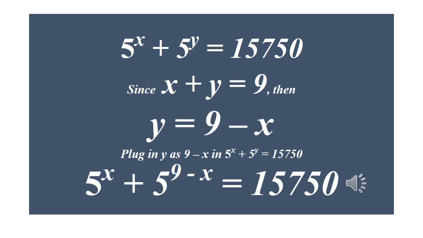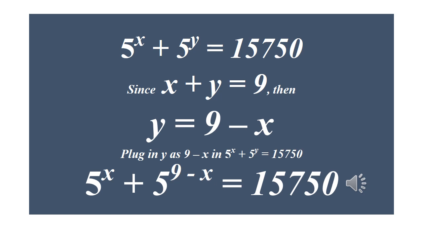So the first thing we do here is to make y the subject of the formula, that is, to find y from x plus y equals 9. That will give us y equals 9 minus x. That is, if you subtract x from both sides, then you get y equals 9 minus x.